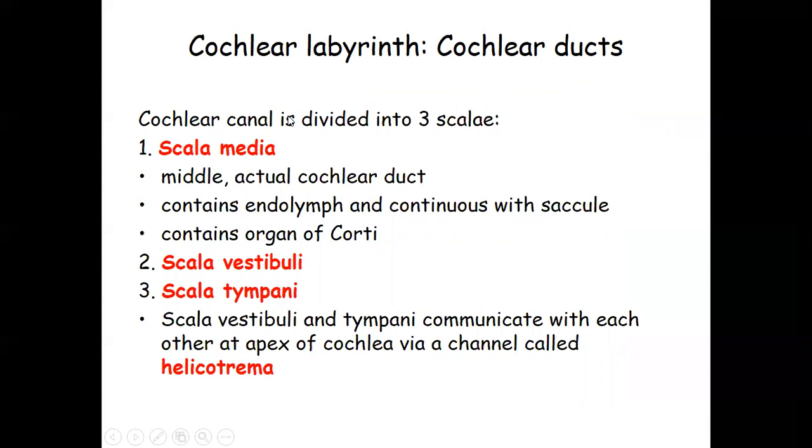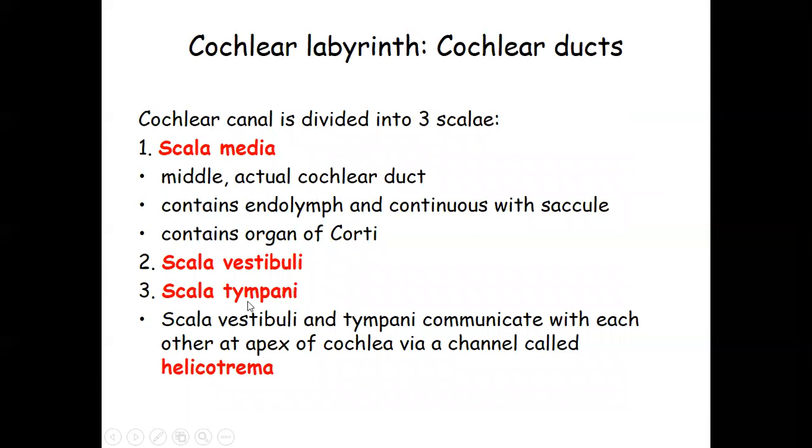Okay, the cochlear canal is divided into three scalae. We have the scala media, the scala vestibuli, and the scala tympani. The scala media is the middle one, and it is the actual cochlear duct. It contains the endolymph and continues with the saccule. The scala media also contains the organ of Corti.